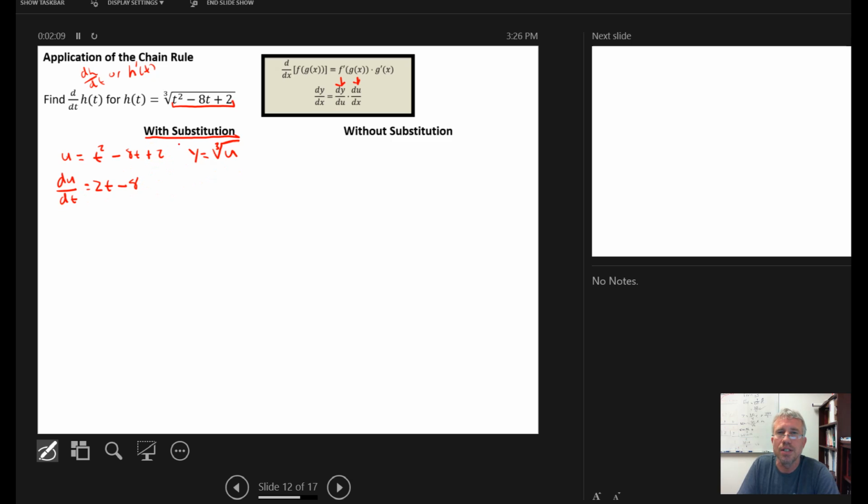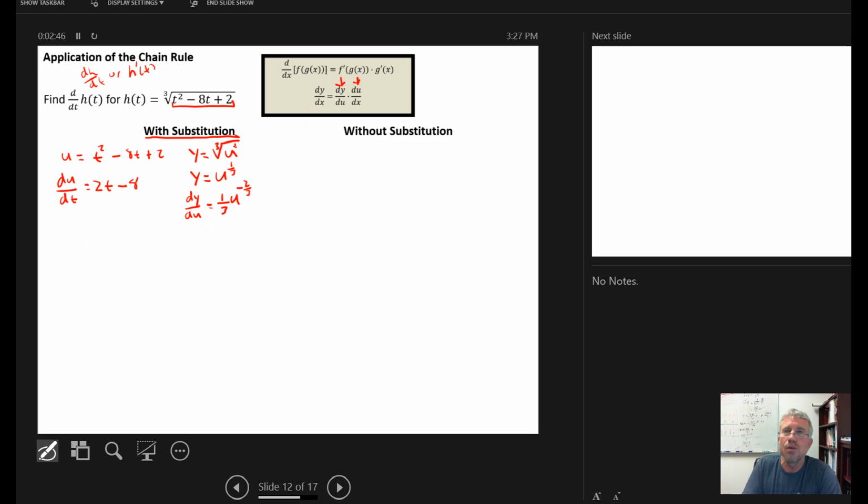So there's my du dt, and here I can calculate my dy du, but this is a radical, so I'm going to want to think of it as being u to the 1/3 power. This is u to the first. The cube root of u to the first is the same as u to the 1/3. So dy du is going to equal, bring the 1/3 down into the coefficient position, times u, and then subtract 1 from the exponent. So we get 1/3 minus 1 is 1/3 minus 3/3 is negative 2/3. And there's our dy du.